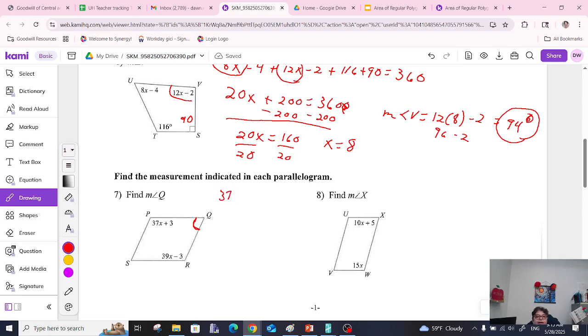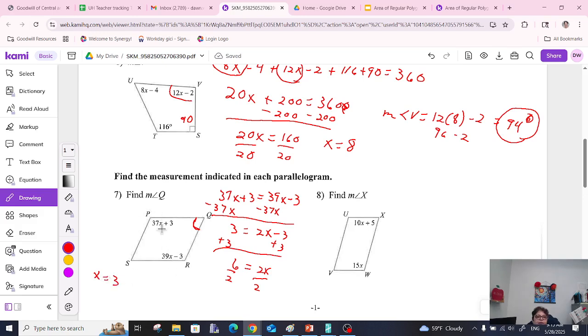So 37x plus 3 has to equal 39x minus 3. I subtract 37x from both sides. I get 3 on this side is equal to 2x minus 3. I add 3. 2x is equal to 6. Divide by 2. X is equal to 3.